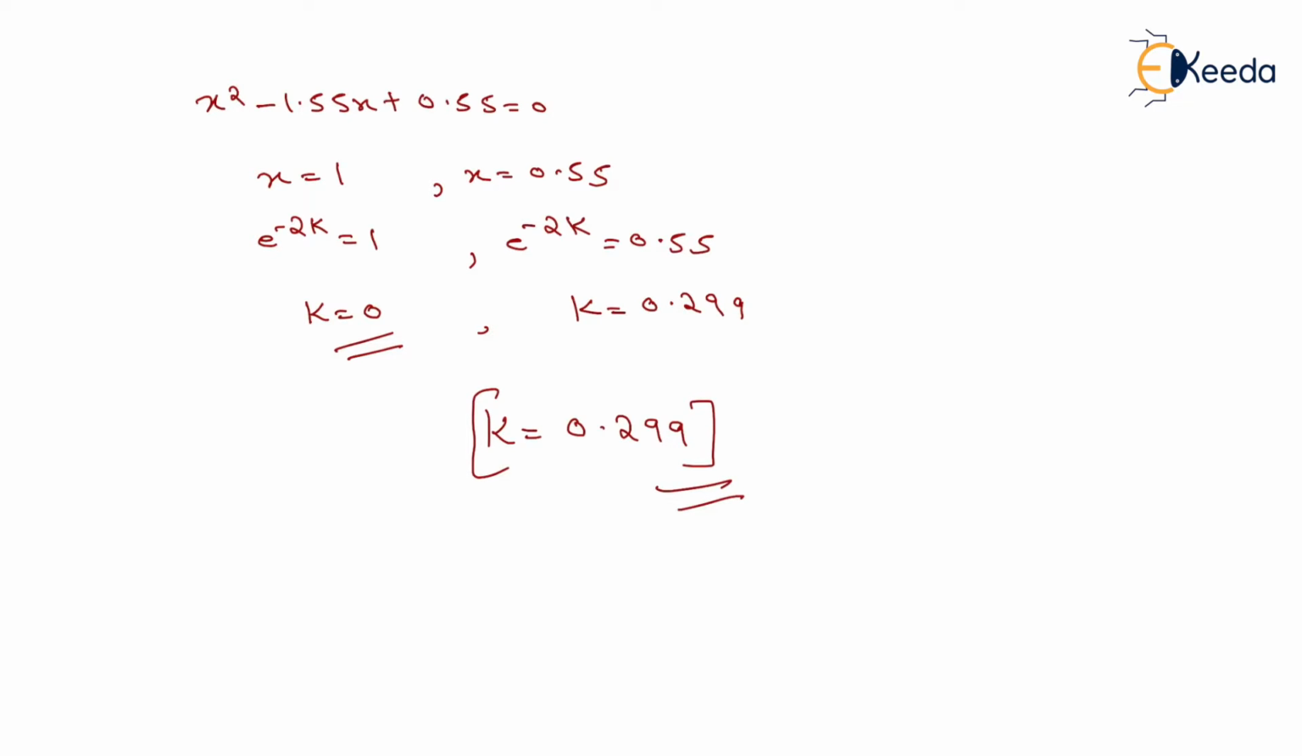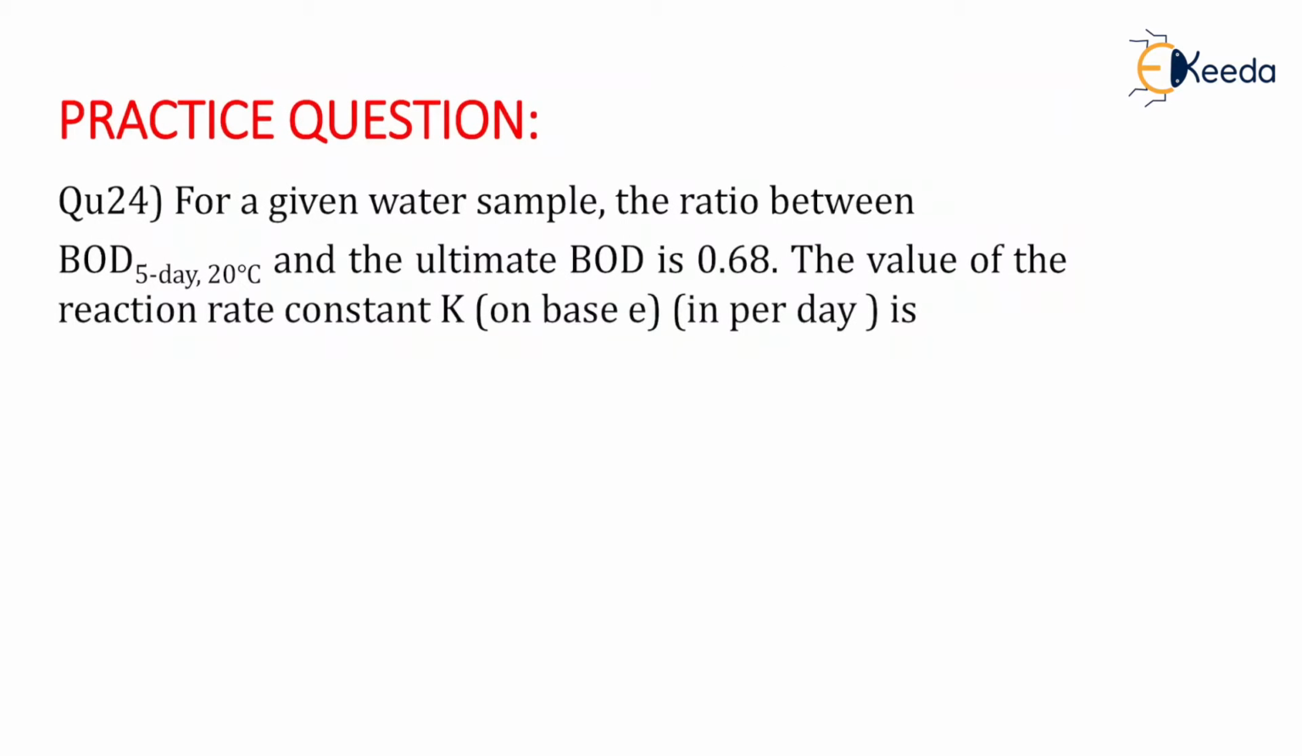Okay students, now we can move to the next question. For a given water sample, the ratio between BOD 5 day at 20 degrees Celsius and the ultimate BOD is 0.68. Now the value of the reaction rate constant on base e in per day is? What is given in the question? The Y5 upon L naught ratio is given as 0.68.